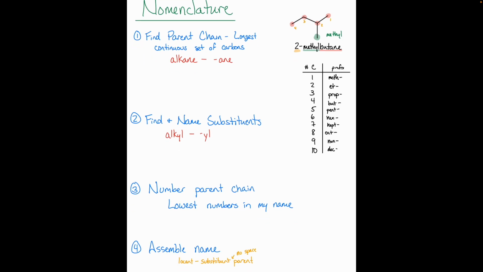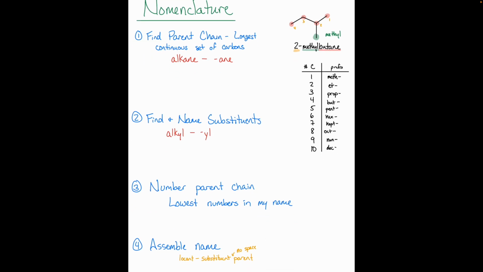Okay, so where we left off last time was sort of reviewing our rules for nomenclature. Every time we name a molecule, we have these same 4 steps. We're going to find our parent chain, our longest continuous set of carbons. We're then going to find and label all of our substituents. From there, we're going to number our parent chain, and then we're going to put our name together. Okay? We started out with one fairly easy example.